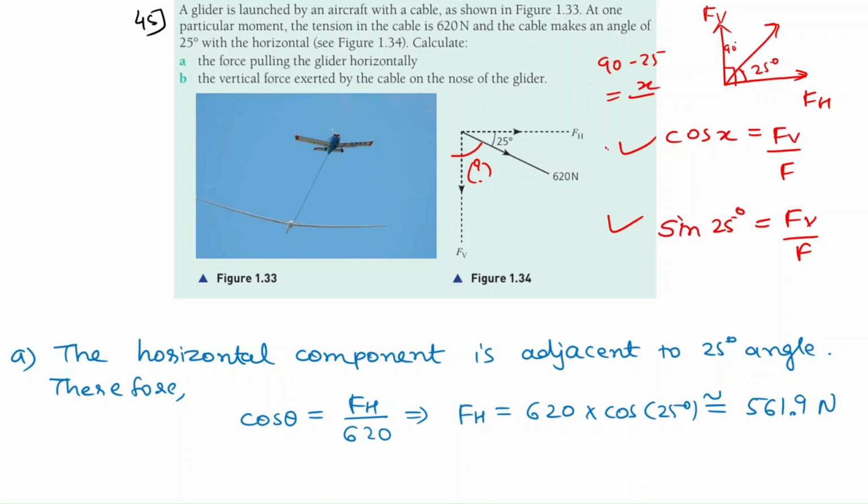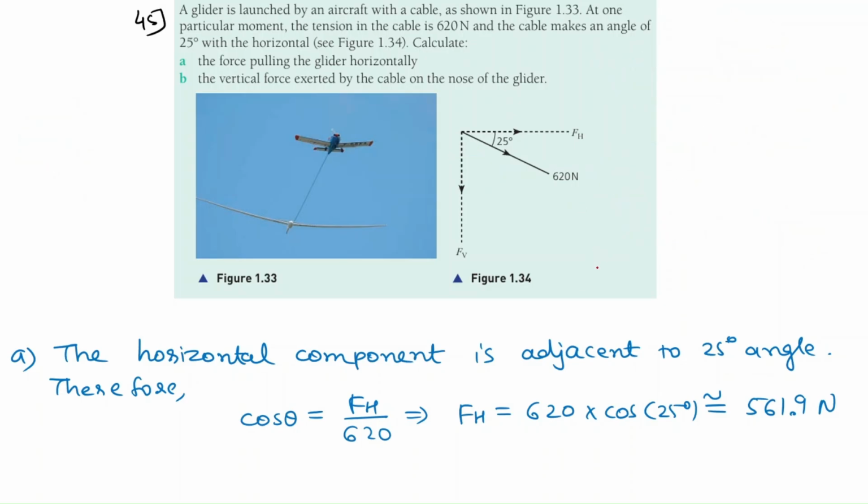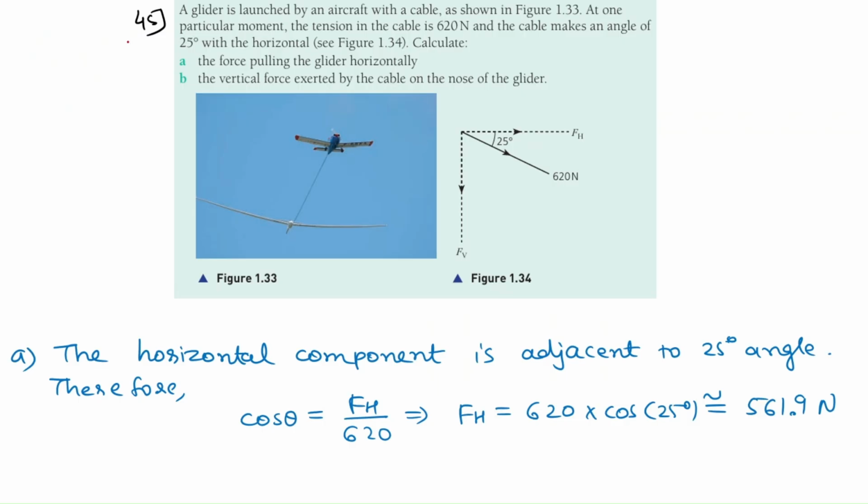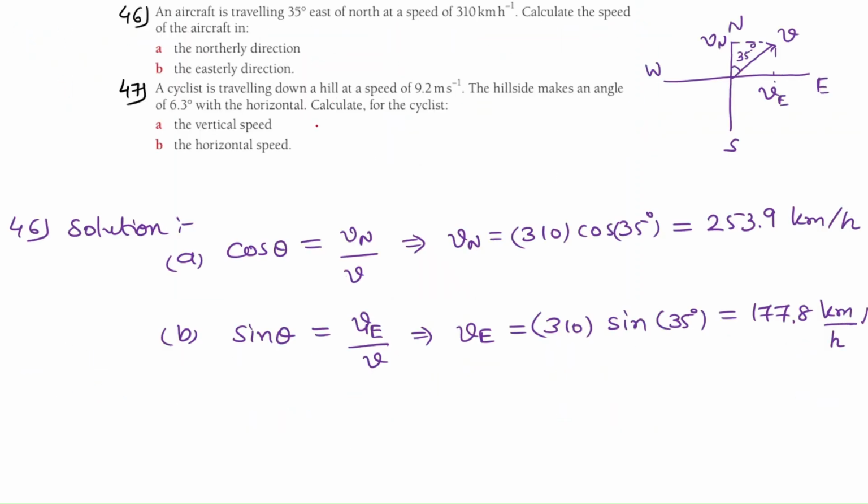By these two formulas, you can get the same result, because sine and cos are sinusoidal wave functions which differ by 90 degrees. So both formulas are correct. I go through the formula sine theta equals FV upon 620, and FV comes to 262 Newton. This is all about question number 45. Now we go on to question number 46. Both questions are very easy.